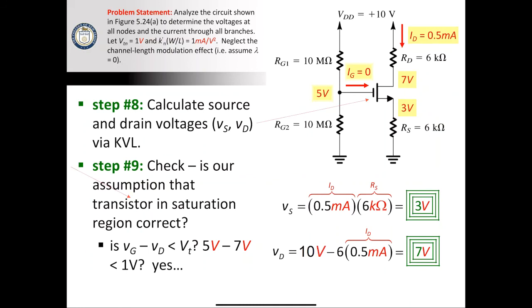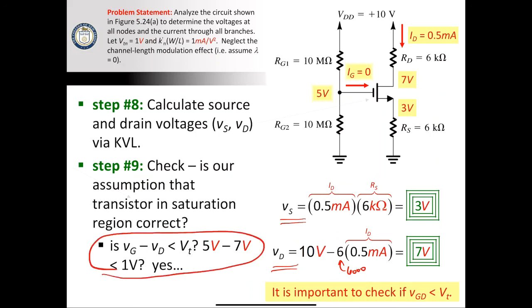And then what we can do is use those to calculate both our VS and our VD, right? Our VS is equal to ID times 6,000. Our VD is 10 minus 6,000 times ID. So now we have our value of VS, which is 3 volts. We have our value of VD, which is 7 volts. And lastly, we got to check if we are in the saturation region. And the answer is, you'll see right here, the answer is yes.